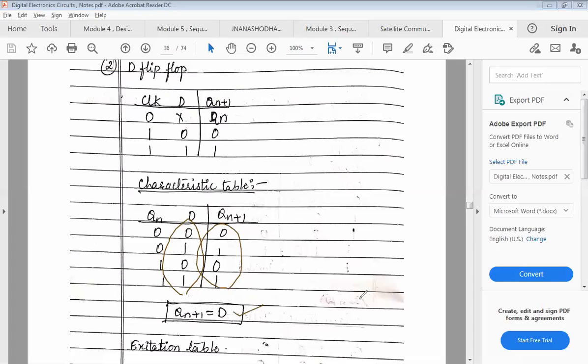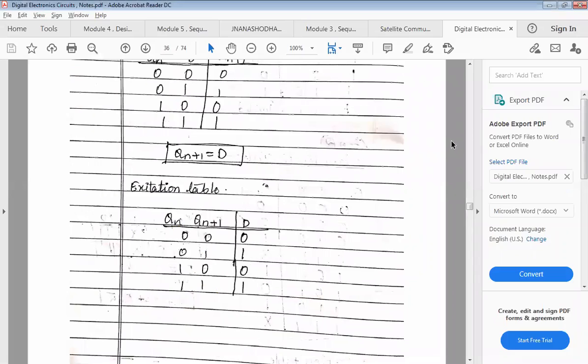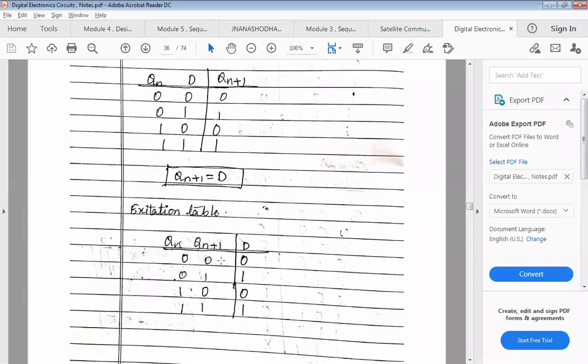Is this correct, students? Understanding? Yes, sir. Okay, fine. So whatever is at your D, the same thing is coming at your output. So this becomes your characteristic table for the D flip-flop. Now, how will I go about the excitation table? I have to look for combinations, right? So 0, 0, 0, 1, 1, 0, 1, 1. I'll have to check for 0, 0.